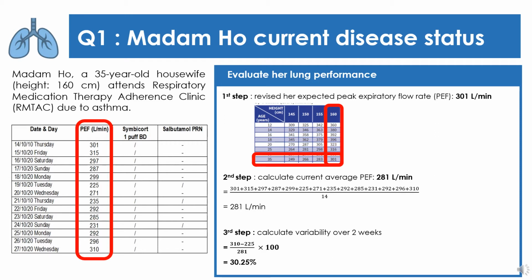To answer this question, you need to evaluate her lung performance. The first step, you need to revise her expected peak expiratory flow rate, which using her age and height, you can see is 301 liters per minute. The second step, you need to calculate the current average peak expiratory flow rate, as shown in the table here. When you calculate, you get 281 liters per minute, which is lower than the expected peak expiratory flow rate. And the third step, you need to calculate the variability over 2 weeks. By using these equations, you will get the variability of about 30.25%.